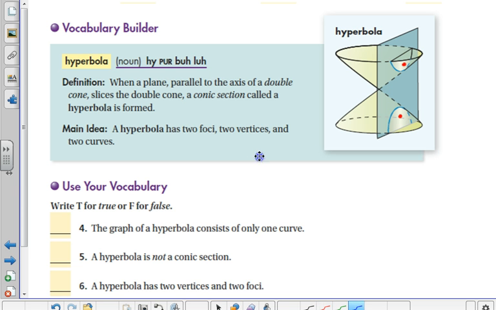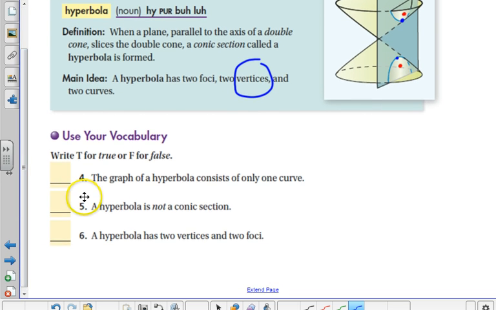The vertices will be the point where those change from increasing to decreasing. True or false? The graph of a hyperbola consists of only one curve. Anybody? False. 2 curves. So right there, 2 curves. Hyperbola is not a conic section. False, it is a conic section. A hyperbola has 2 vertices and 2 foci. True. Okay, they're true-false questions.